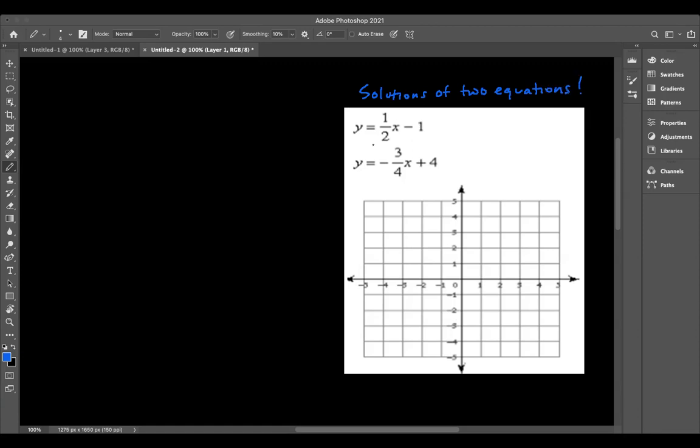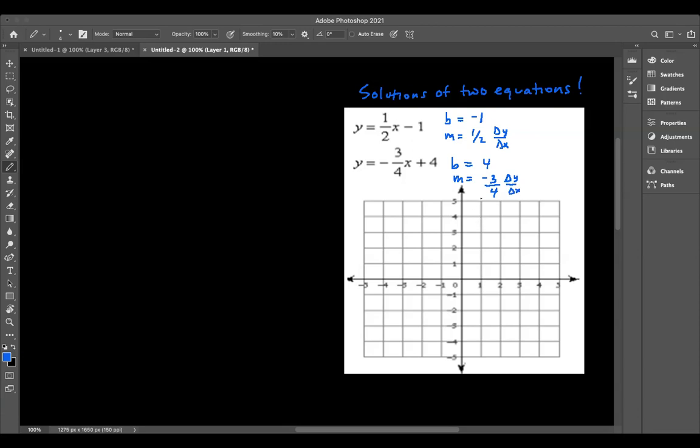Okay, so we have this equation here, y equals 1 half x minus 1. We need to know the b and the m for that. And then we have this one, negative 3 fourths x plus 4, and we need to know the b and the m for that. So what is the b for the first one? Negative 1. And the m is 1 over 2, which is change in y over change in x. The b in this one is 4. The m is, remember, negative 3 over 4, because there's a negative in front. It's always going to go with the top number, not the bottom. Negative 3 over 4, change in y over change in x.